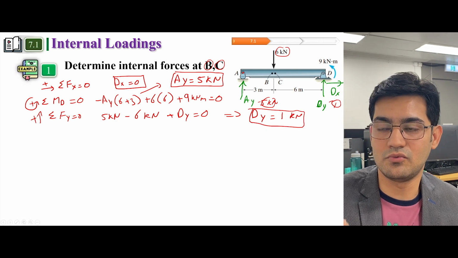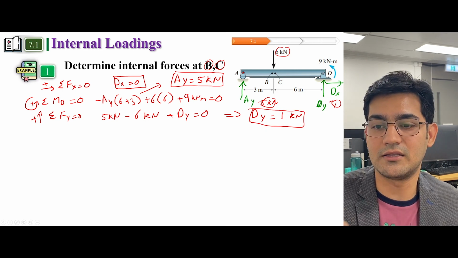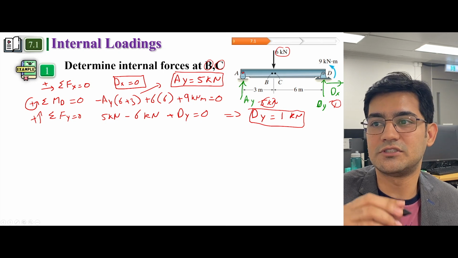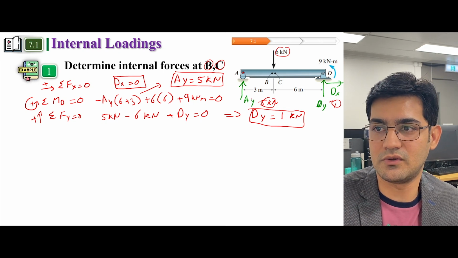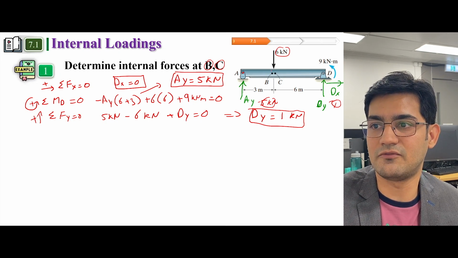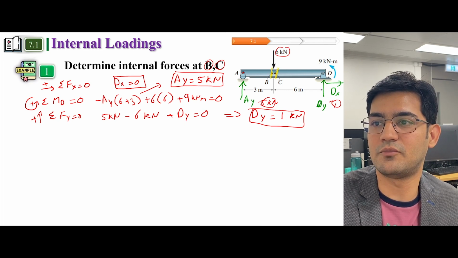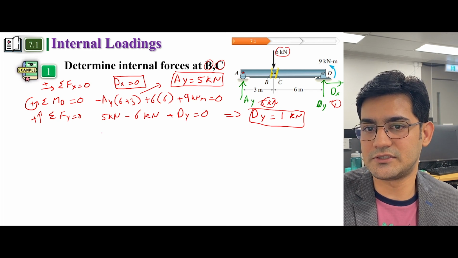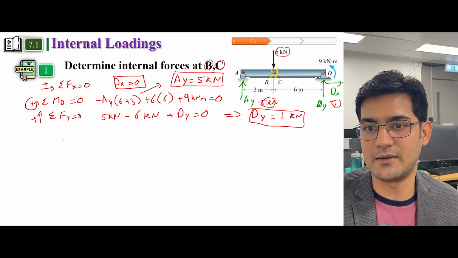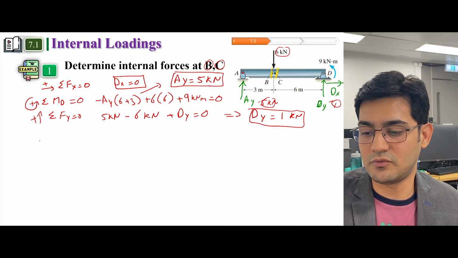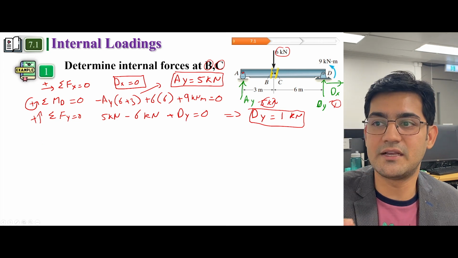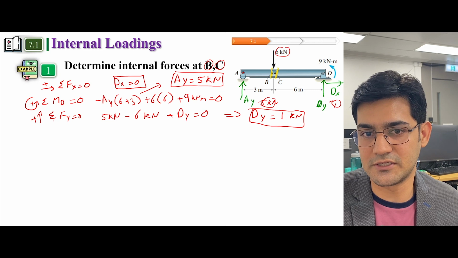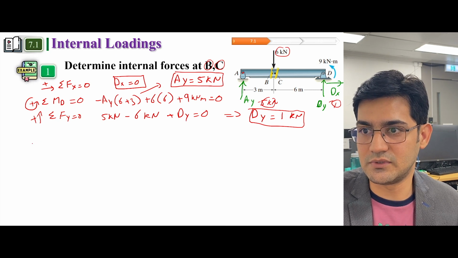Now it's time to find out what the internal forces are. Internal forces are different at different points. So in this example, we'll try to find the internal forces at point B and at point C. Let us first find the internal force at point B. For that, we have to make a section and expose the internal forces. Now let us do that.